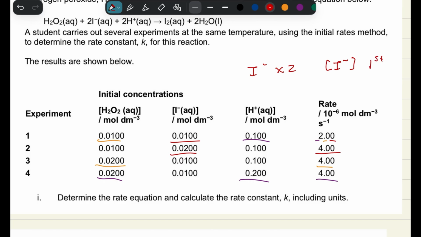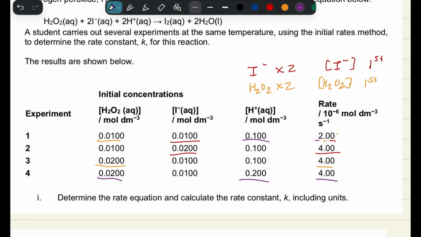Now, let's look at experiment 1 and 3. In experiment 1 and 3, you can see that the hydrogen peroxide doubles, but everything else stays the same. So we say that hydrogen peroxide doubles, and what happens to the rate? Rate also doubles. So because the rate has doubled, we can say the concentration of hydrogen peroxide is also first order.